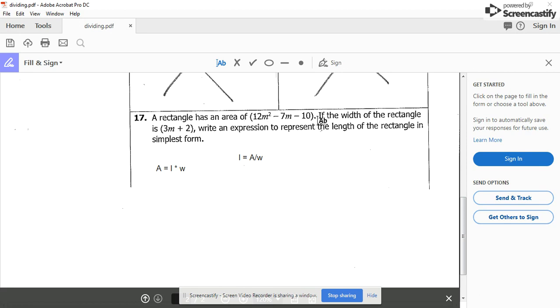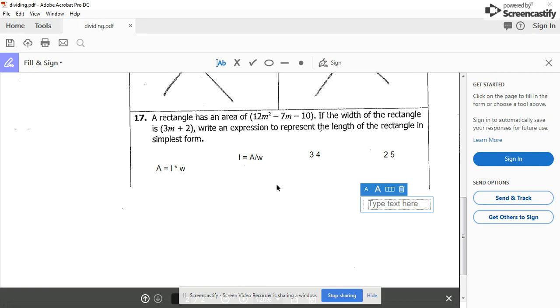All right, so our area is 12m squared minus 7m minus 10. There is not a GCF, so I'm listing out 1 and 12, 2 and 6, 3 and 4. But based off of 3m plus 2, I know I'm going to use 3m and 4. So I'm going to go ahead and get rid of the other ones. For 10, I have 1 and 10 or 2 and 5. Because my factor has a 2 in it, I know I'm going to use 2 and 5, so I'm going to go ahead and get rid of the other ones.